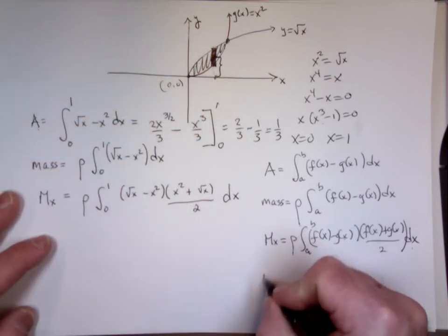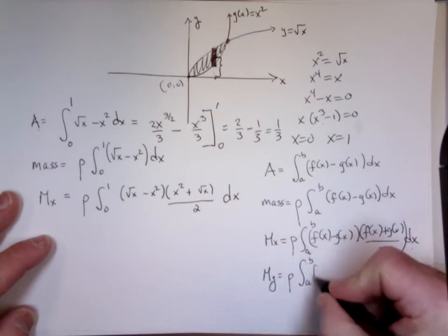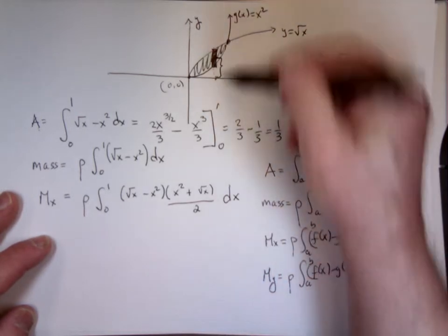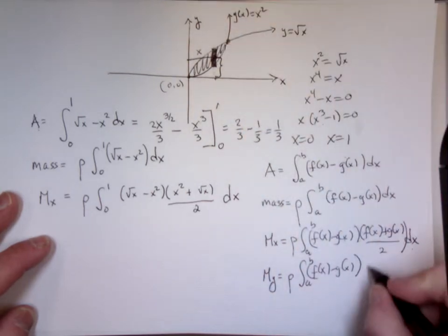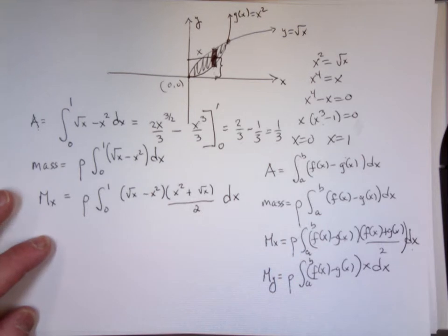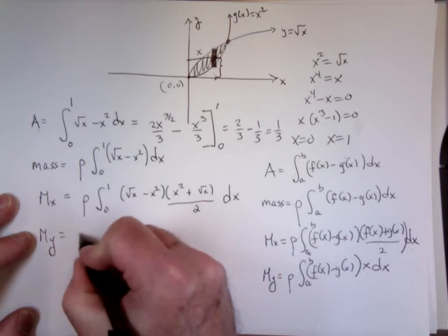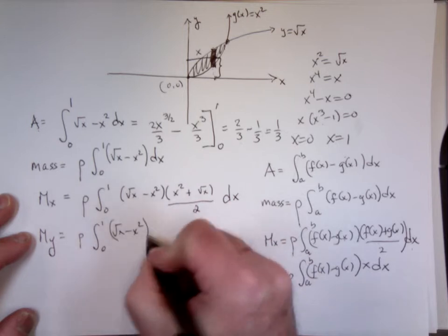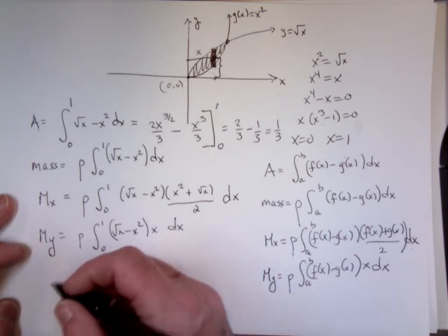Moment from the y-axis. Still f of x minus g of x. But now the distance, instead of going from here to here, the distance from the y-axis is this distance, which is just x. Okay? And in this particular function, the moment from the y-axis is equal to the density, the integral from 0 to 1, square root of x minus x squared, times x dx. Okay.